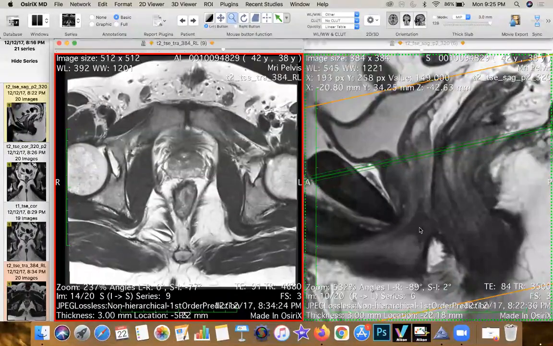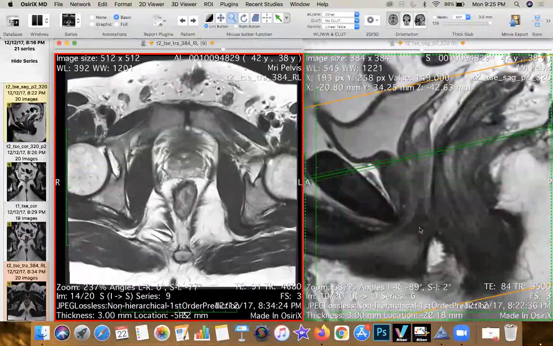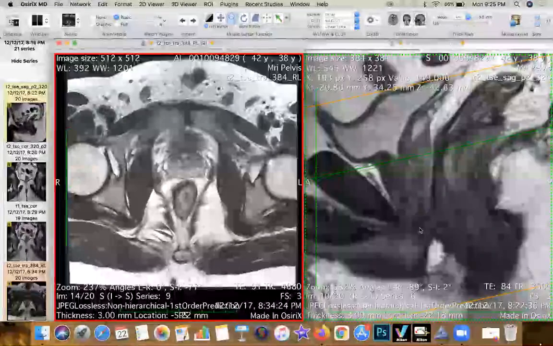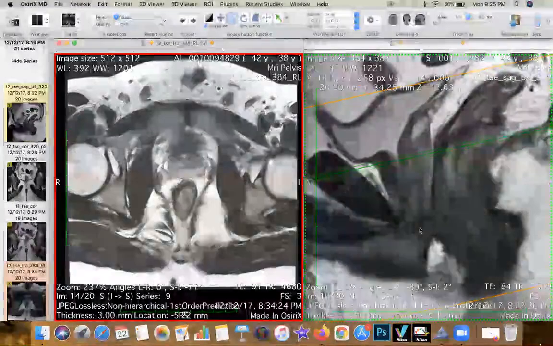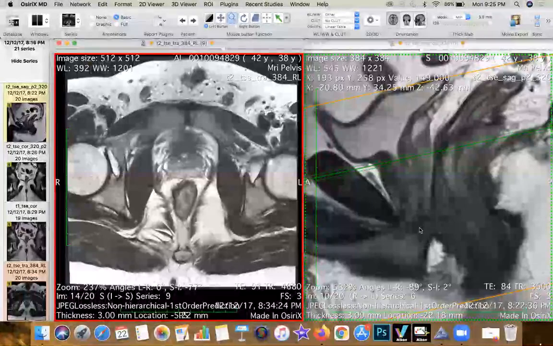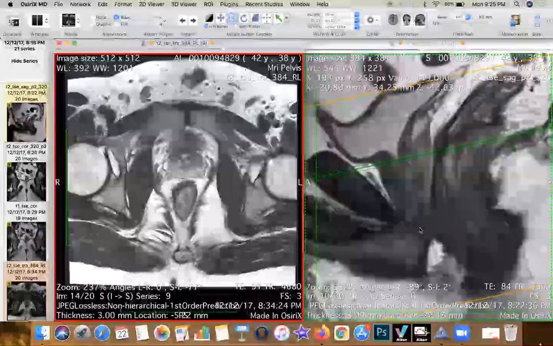So how do you come to know whether it's deep or superficial? It's simply by the way the disease spreads along these fascial reflections. Now, what are the structures which are contained within the superficial perineal space? The superficial perineal space, typically when you look at the male, would contain the bulb of the penis.